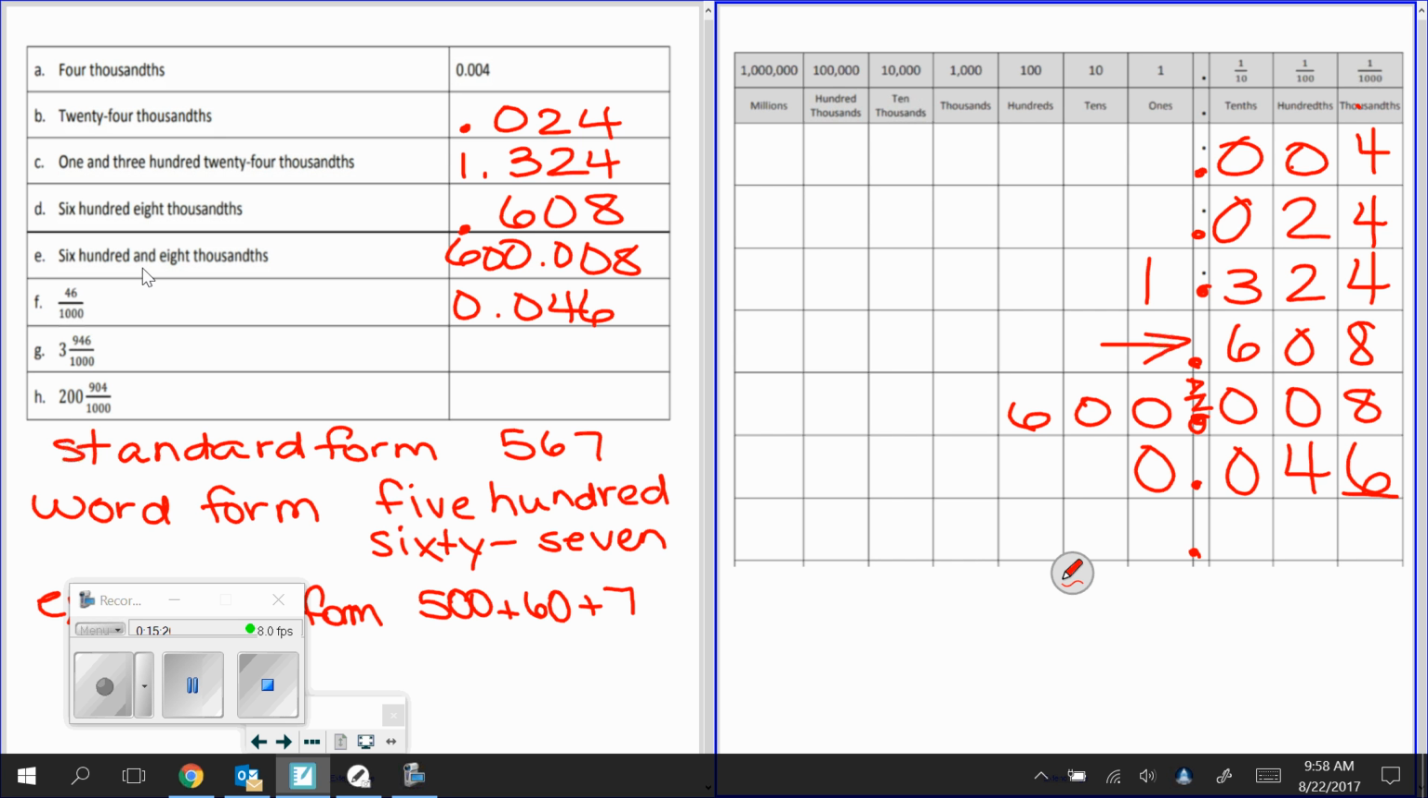How would you say that mixed fraction? Yes, ma'am. 1 and 1/2, right? 1 and 1/2. So when you hear and, what does that mean? Decimal. So when we have 3 and 946 thousandths, how would you write that in standard form?